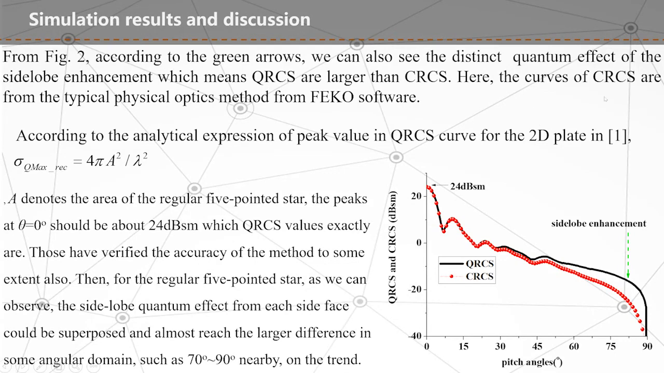From figure 2, according to the green arrow, we can also see the distinct quantum effect of the third-level enhancement, which means QRCS is larger than that of CRCS. Here, the curves of CRCS are from the typical physical optics method (PO) from Altair Feko software. So, how do we understand that result?